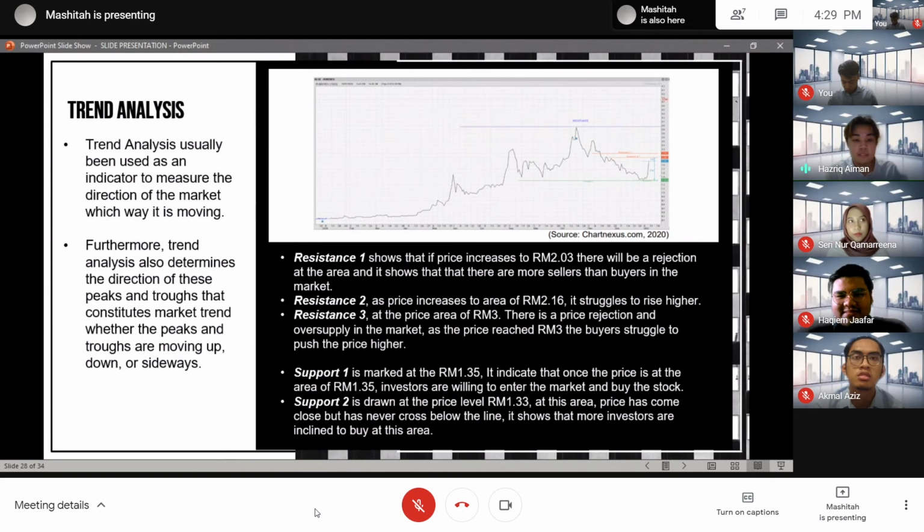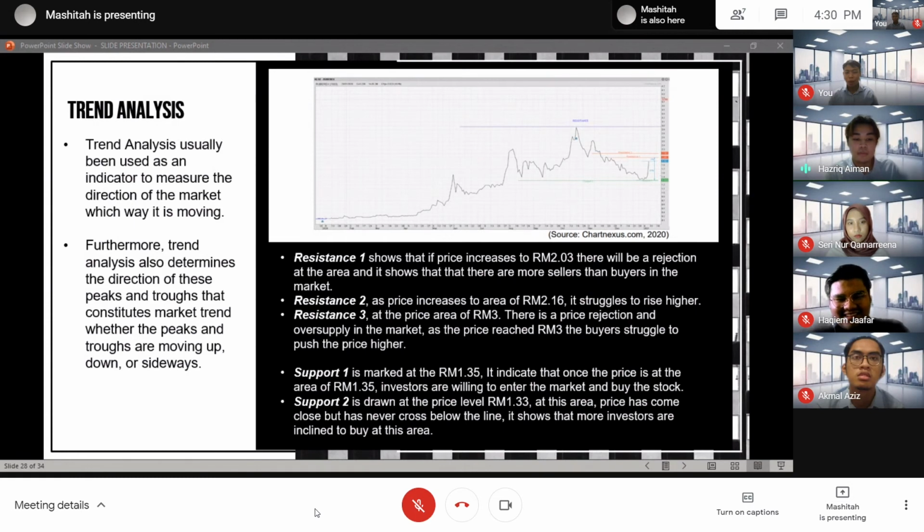For the first resistance, resistance number 1, if the price increases to 2 ringgit and 3 cent, there will be a rejection at the area, and it shows that there are more sellers than buyers in the market. For the second resistance, as the price increased to the area of 2 ringgit and 16 cent, it struggles to rise higher. And last but not least, for the third resistance, resistance number 3, at the price of 3 ringgit, there is a price rejection and oversupply in the market. As the price reached 3 ringgit, the buyers struggle to push the price higher.